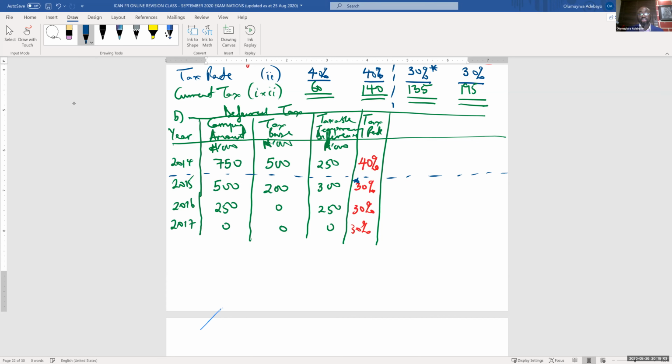Now, take note, this principle of changing it in 2015 is known as the liability method. It's known as what? The liability method.